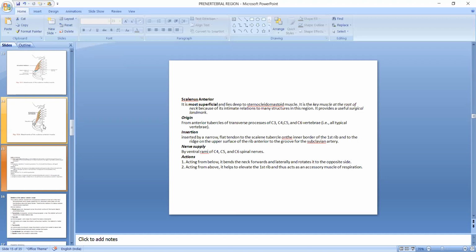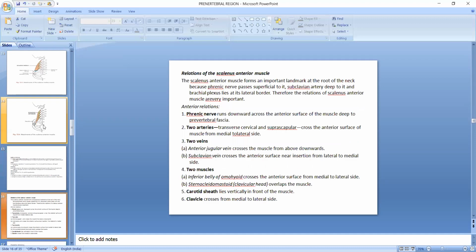Action: acting from below, it bends the neck forward and laterally and rotates it to the opposite side. Acting from above, it helps elevate the first rib and thus acts as an accessory muscle of respiration. Relations of the scalenus anterior muscle.